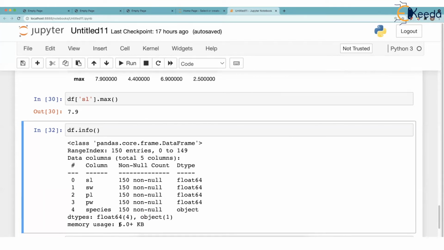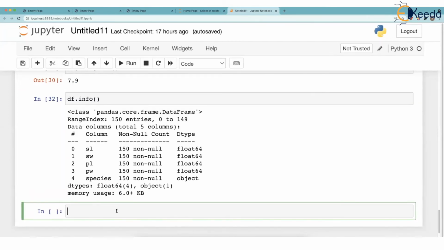Memory usage 6.0 plus KB. So those 150 rows and all those columns, if you store them in internal memory, it is going to take 6 KB, but a bit more than that. Plus has been shown. A bit more. Very good information, isn't it? Very nice information.